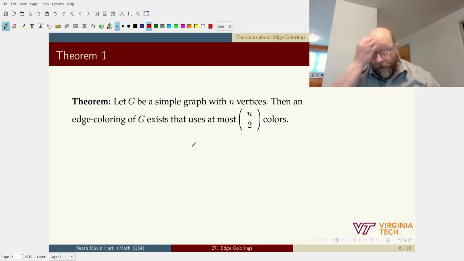So let's look at a couple of theorems. One, if we have n vertices and we have an edge coloring, it uses at most n choose 2 colors.